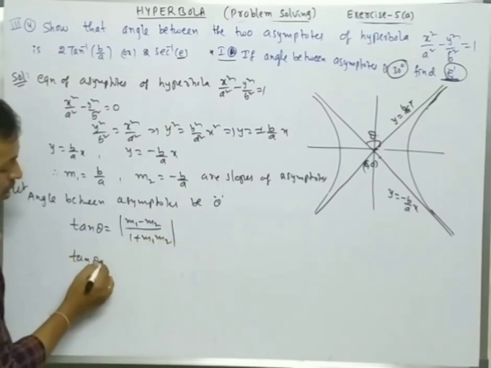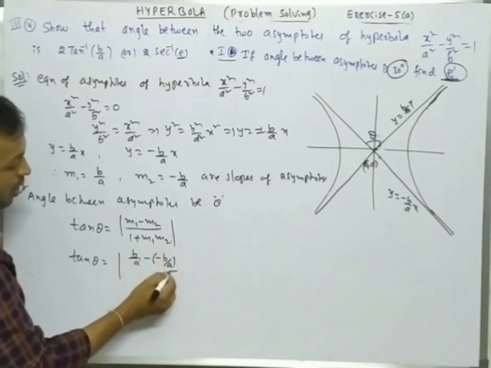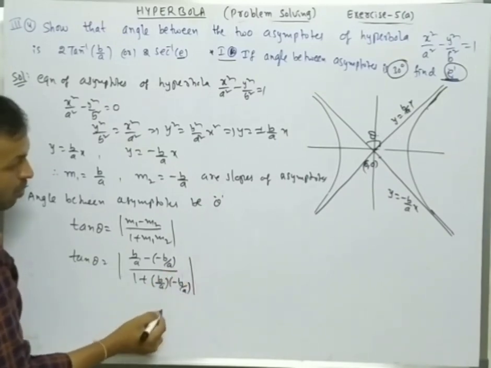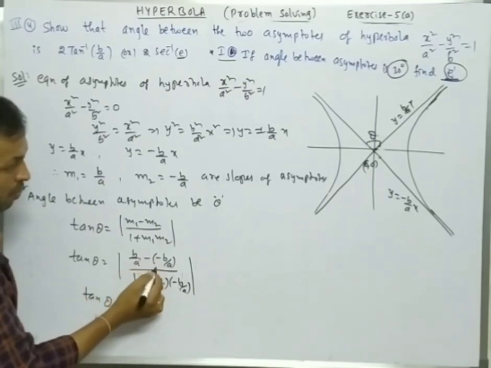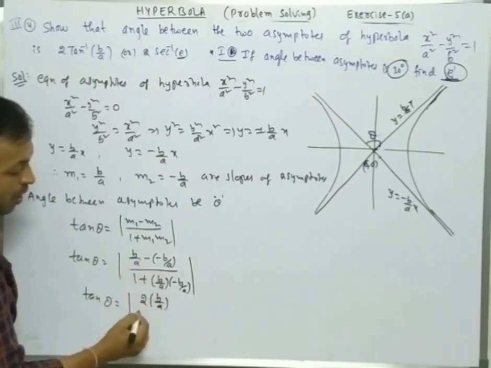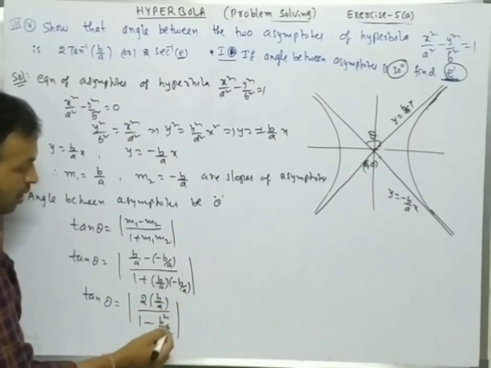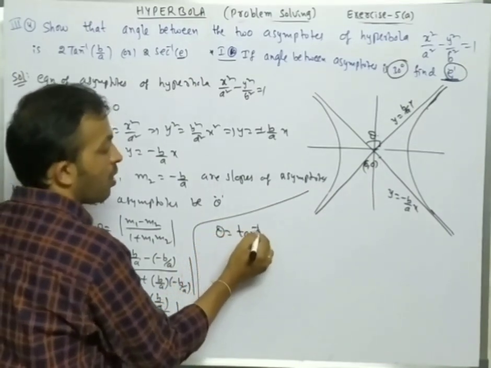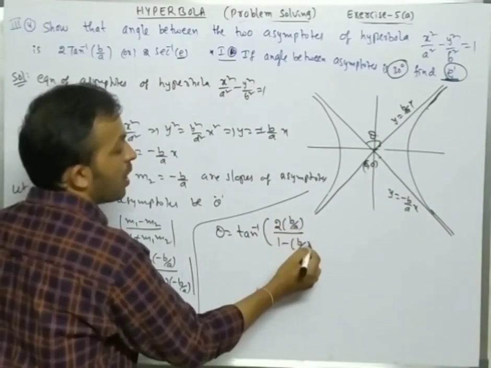So tan theta is equal to b by a minus of minus b by a by 1 plus b by a into minus b by a. Okay. Next, tan theta is equal to b by a minus, minus into minus is plus, so b by a plus b by a, 2b by a, by 1 minus b by a into b by a, b square by a square, right? So from this, theta is equal to what? Tan inverse of 2 into b by a by 1 minus b by a whole square.